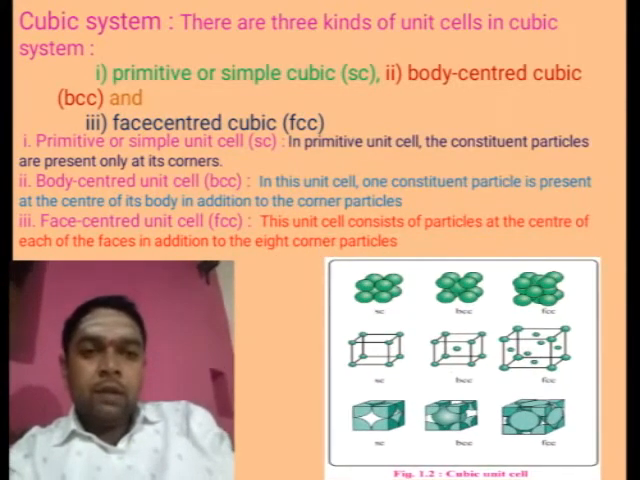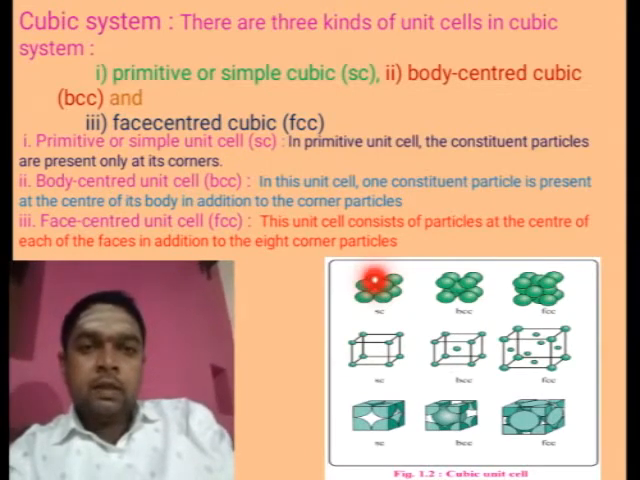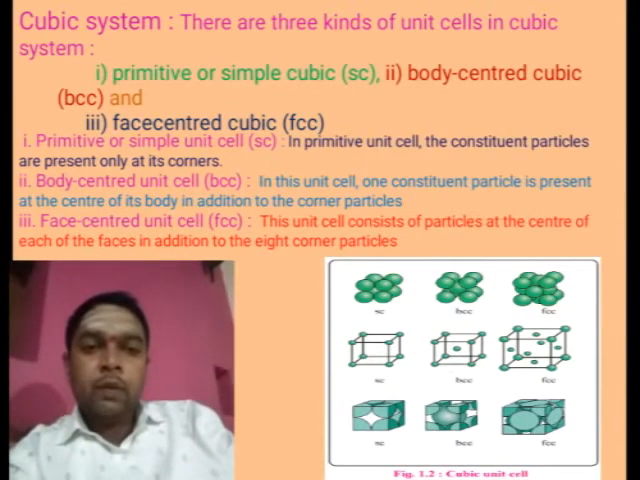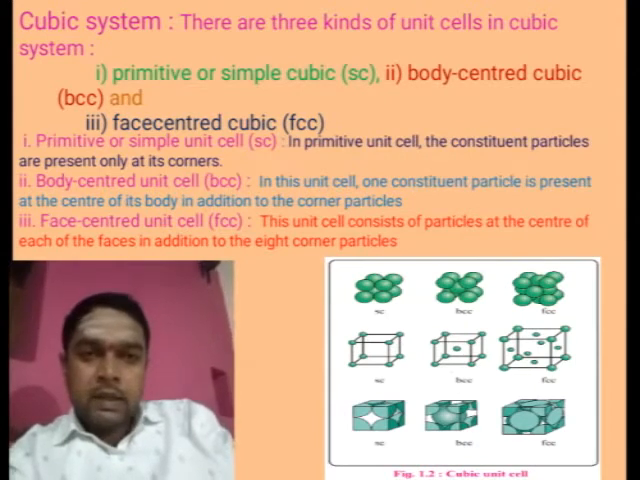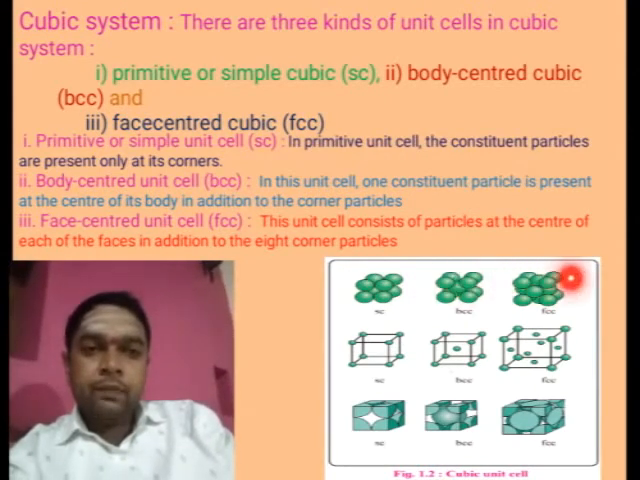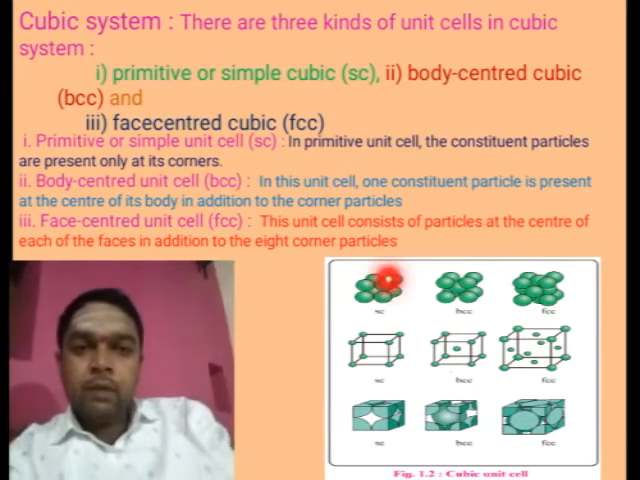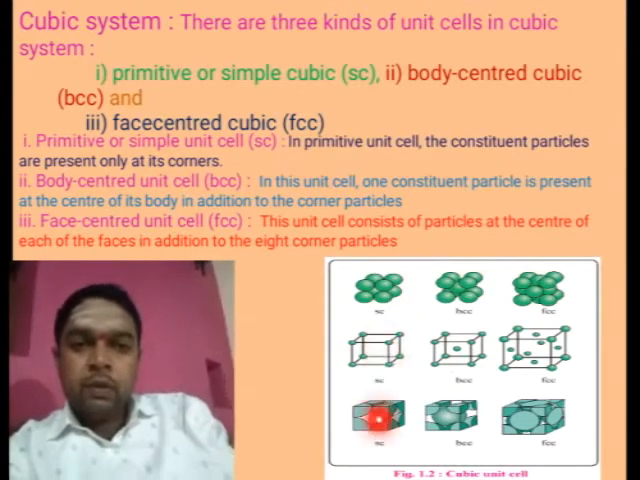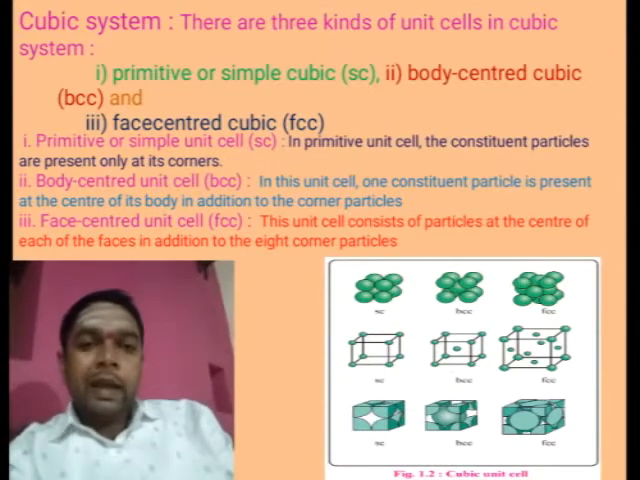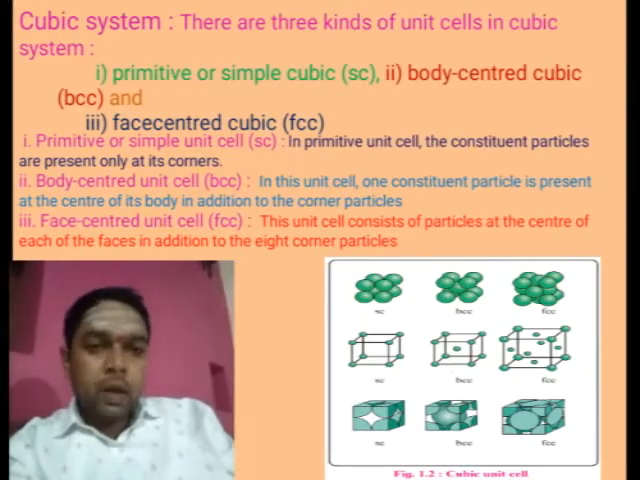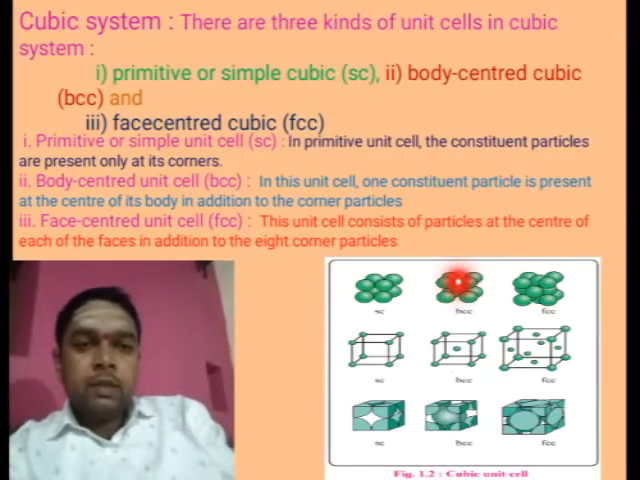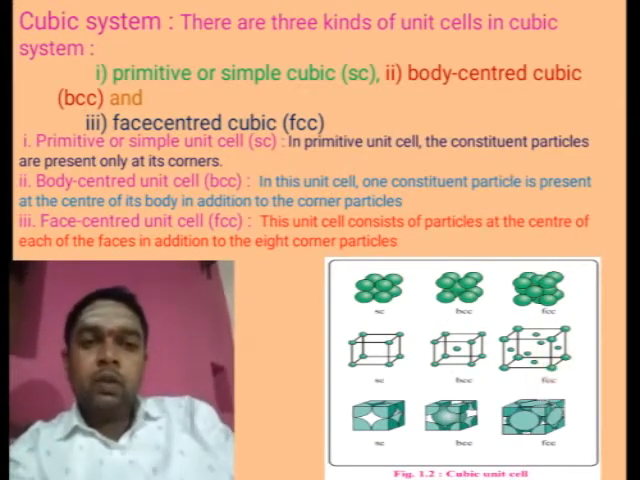The first figure shows the simple or primitive type of unit cell. These are the three types of cubic system. The first is simple, and the 8 corners each contribute 1/8 part of a constituent particle. Second is the body-centered cubic cell, and this is the face-centered cubic cell.